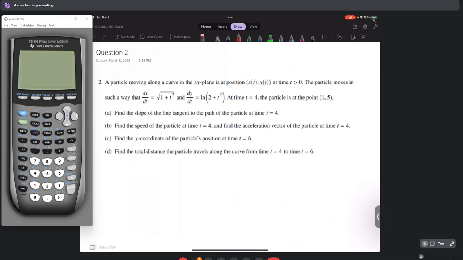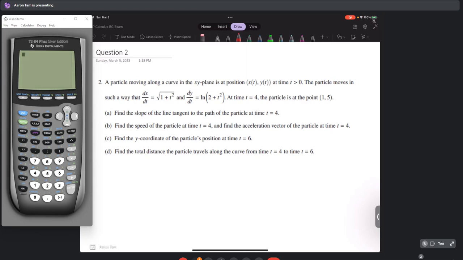So here's question 2. A particle moving along a curve in the xy plane is at position x of t, y of t at time t greater than 0. The particle moves in such a way that dx over dt is radical 1 plus t squared, and dy over dt is natural log of 2 plus t squared. At time t equal to 4, the particle is at the point 1, 5.